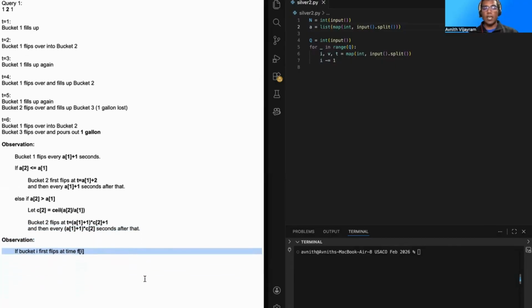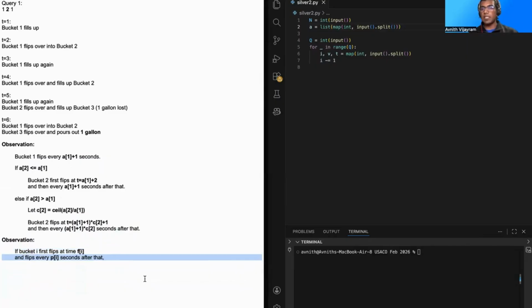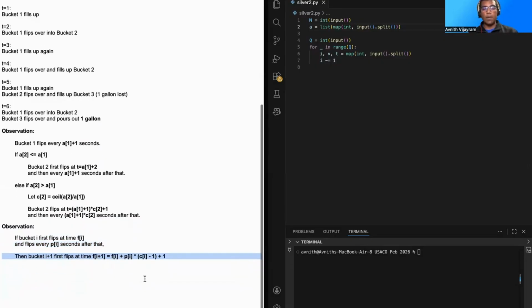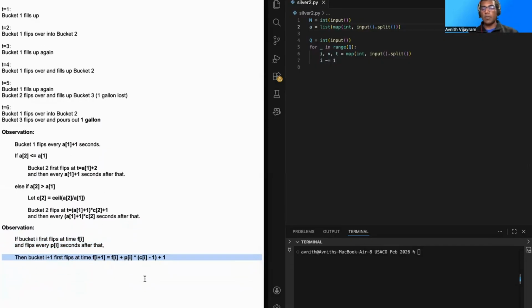So let's say bucket I first flips at time F and then flips every P seconds after that. So F is the first time and P is the period. Then bucket I plus 1, the first time it flips is at F plus P times (C minus 1) plus 1. And the reason is bucket I plus 1 needs bucket I to flip C times in order to be filled up. So the first time bucket I flips is F, and then every time after that, it takes P seconds. So that's how we get the formula for the first flip.